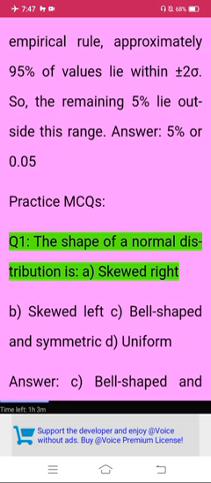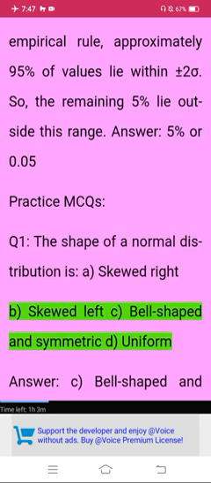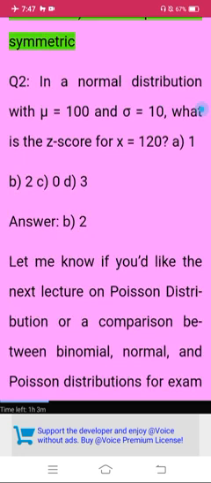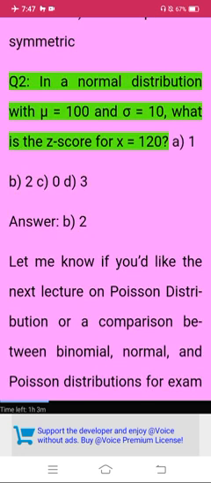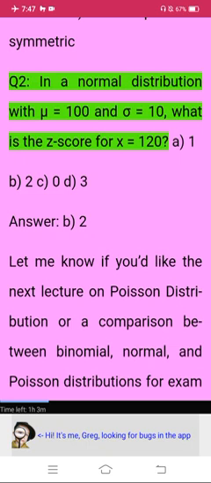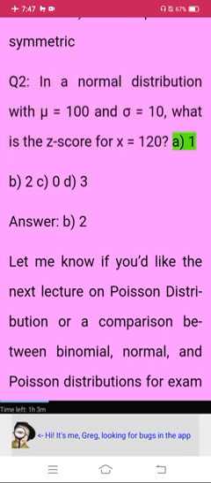Practice MCQs. Q1. The shape of a normal distribution is A. Skewed right. B. Skewed left. C. Bell-shaped and symmetric. D. Uniform. Answer. C. Bell-shaped and symmetric. Q2. In a normal distribution with mu equals 100 and sigma equals 10, what is the z-score for x equals 120? A. 1. B. 2. C. 0. D. 3.